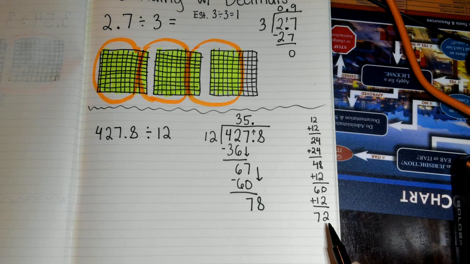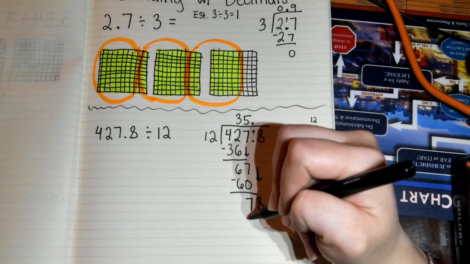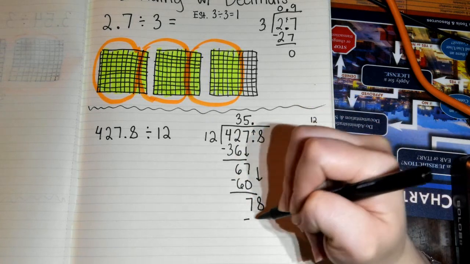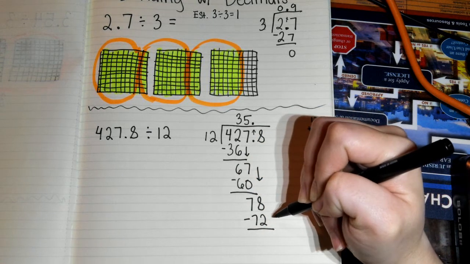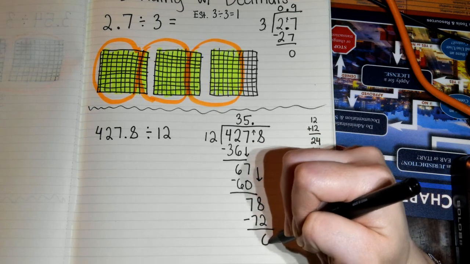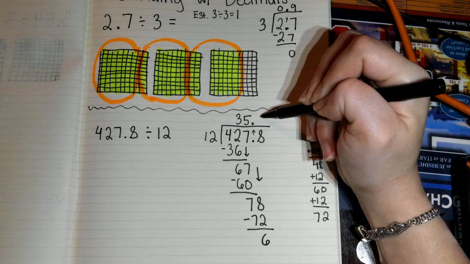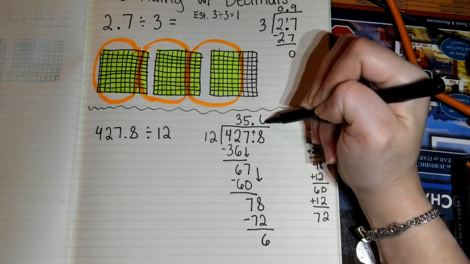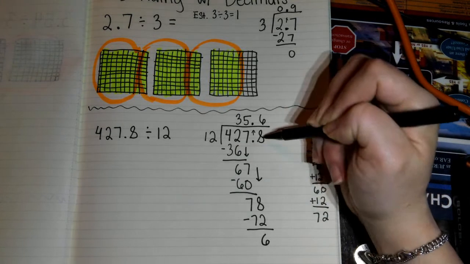All right, 6. So I'm going to subtract out 72. What's 78 minus 72? That's 6. And again, we use 6 groups to get this, so don't forget to put your 6 up here above the 8, because that's the last number we used.